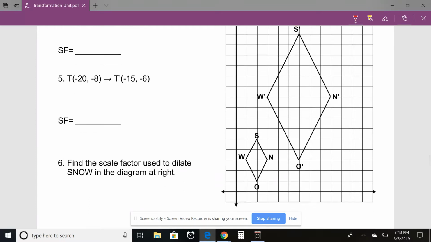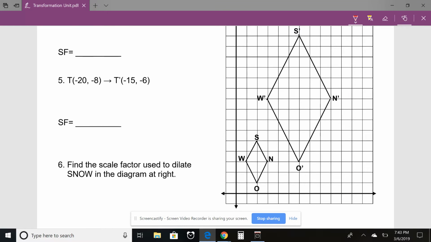So we're going to look at number 6 here. It says find the scale factor used to dilate SNOW in the diagram at the right. If we notice, our original figure gets bigger after we dilate it. The prime coordinates are bigger than the original, so that means we're going to have a scale factor that's greater than 1.